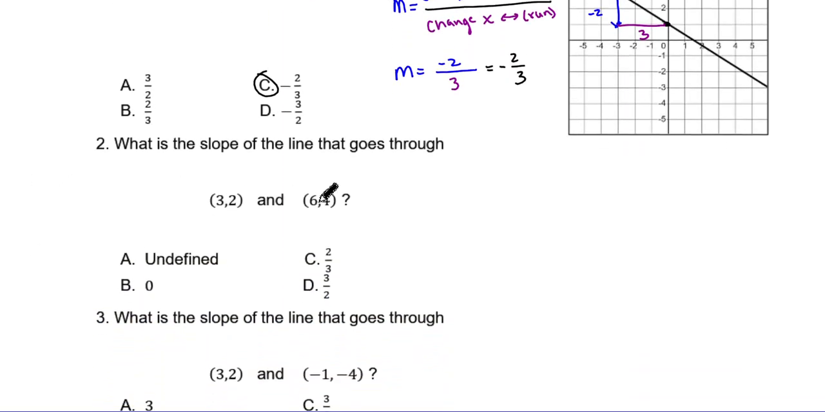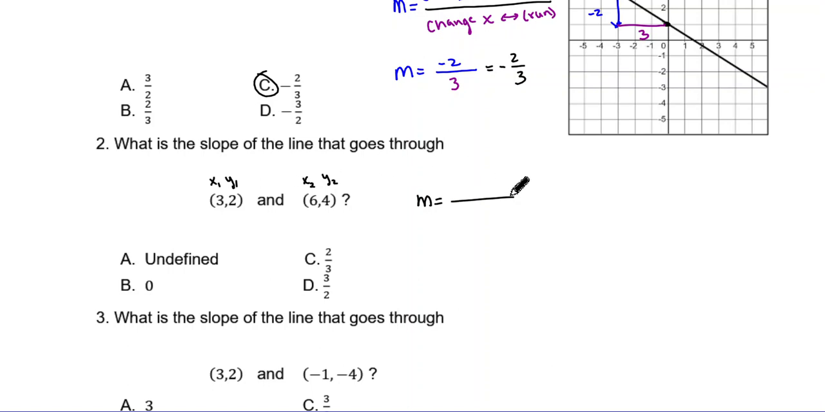Another way is when you're given 2 points, you can do the same thing. We usually use this formula where you want to see the change in y. Let's give these some names. You have x1, y1, which is your x coordinate and your y coordinate for your first point, and x2, y2, your x coordinate and y coordinate for your second point.